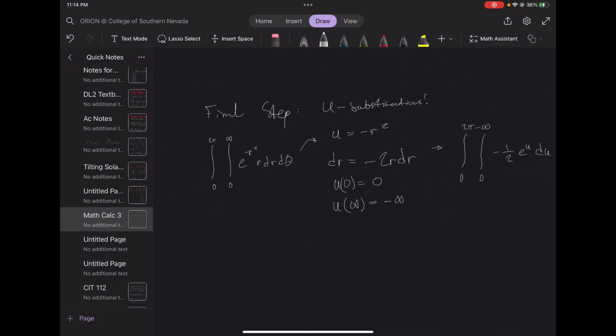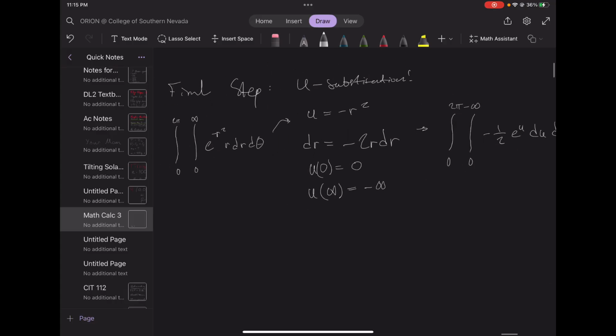And then the final step, which was pretty easy to understand, was u substitution. We just u-sub the whole thing out. So we have e to the negative r squared and then dr, so you take r dr out with the negative 2, as the derivative of u. Then we take the limits: u at 0 is 0, and u at infinity is negative infinity.